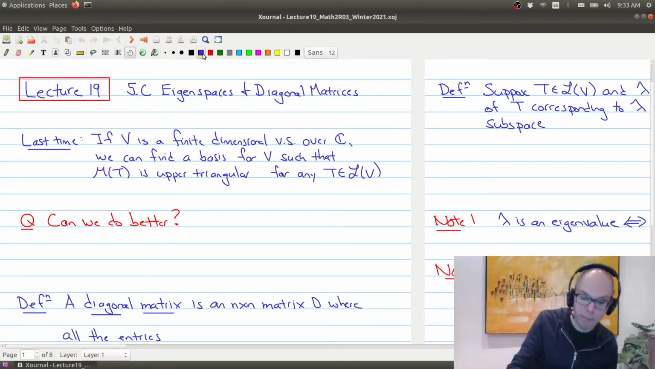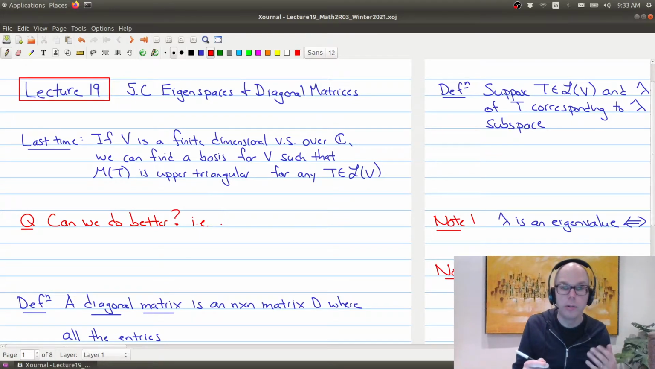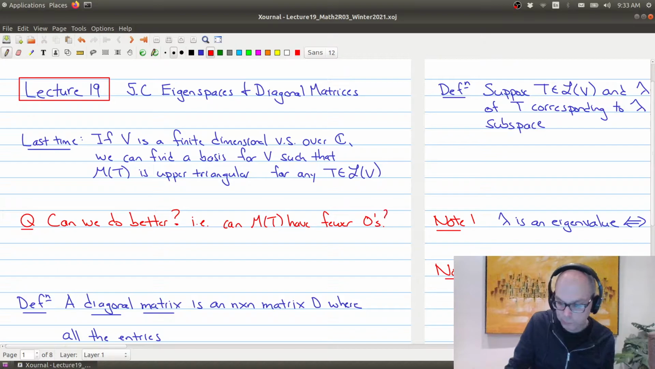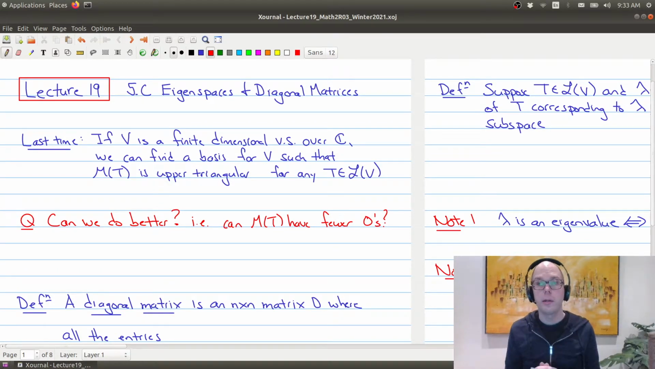What would better mean? What we want to do is minimize the number of zeros. That is, can this matrix M(T) have fewer zeros? An upper triangular matrix already has lots of zeros in the bottom left-hand corner. Can we make our matrix have even fewer zeros? That's what we're going to be looking at in today's lecture.